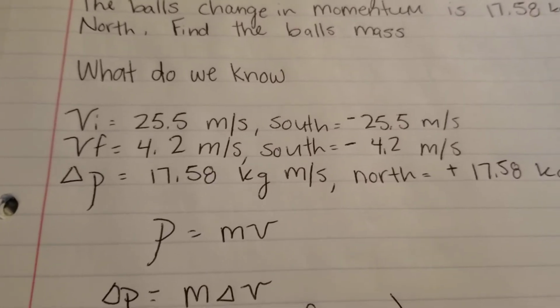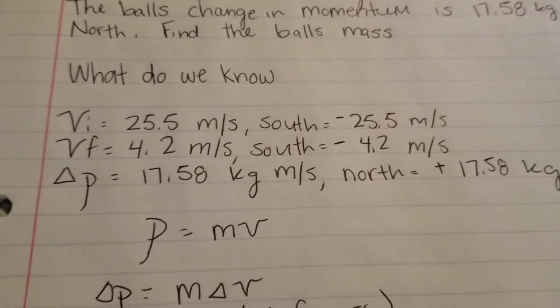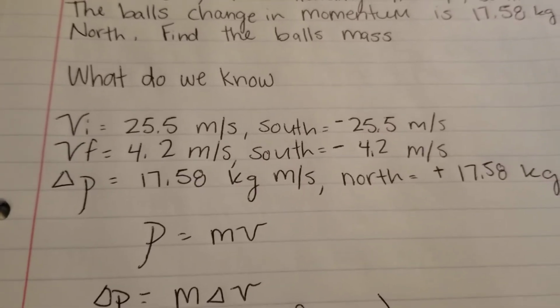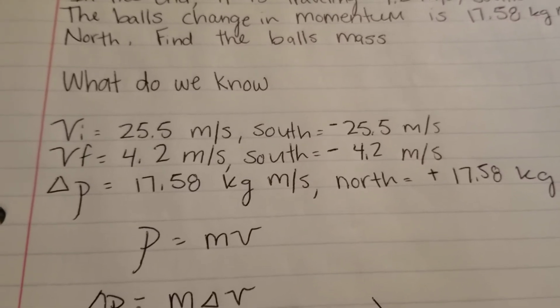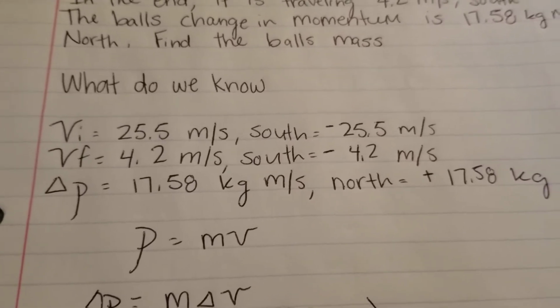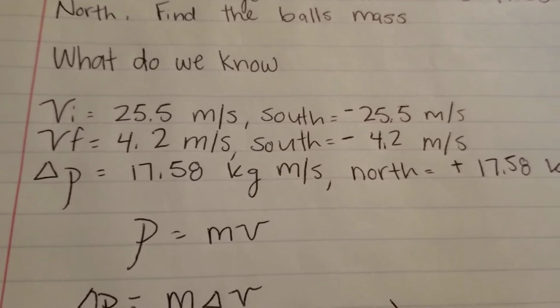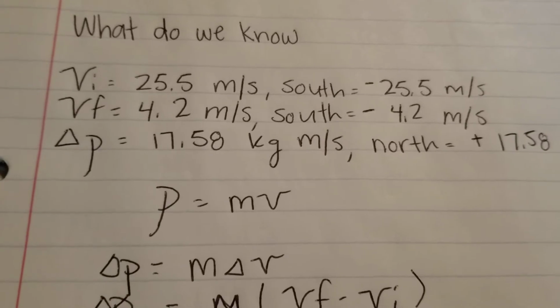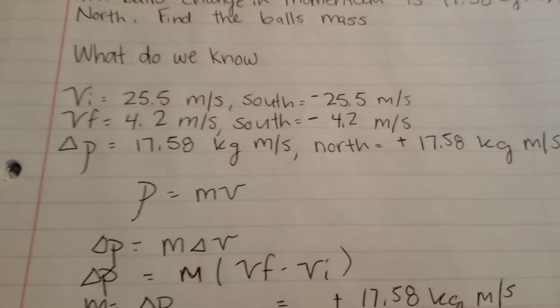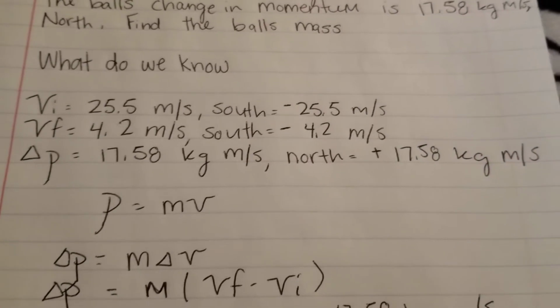The same goes for our final velocity, where we are traveling in a south direction. So our velocity final is going to be negative as well, in which we have negative 4.2 meters per second. And then our change in momentum is going to be positive, since we're going in a north direction, in which we have 17.58 kilograms meters per second.